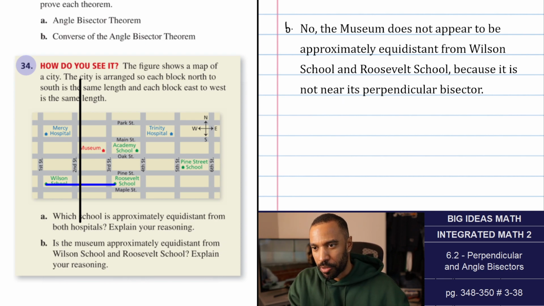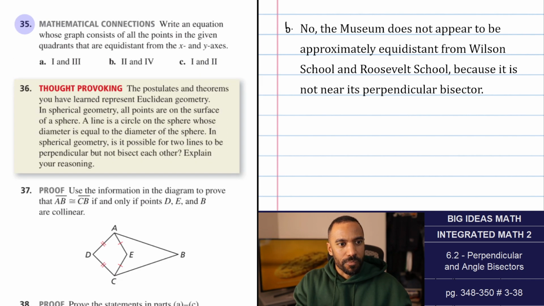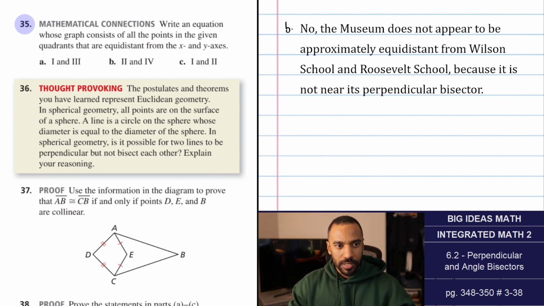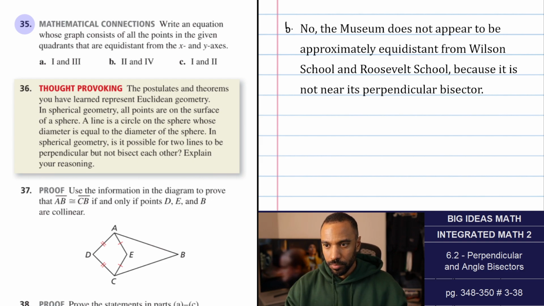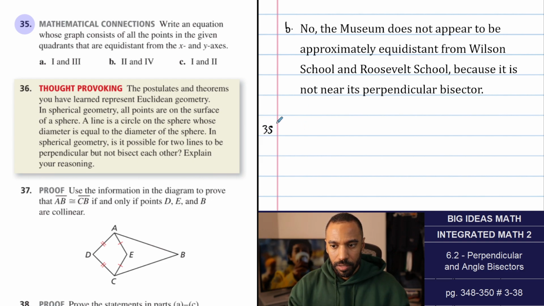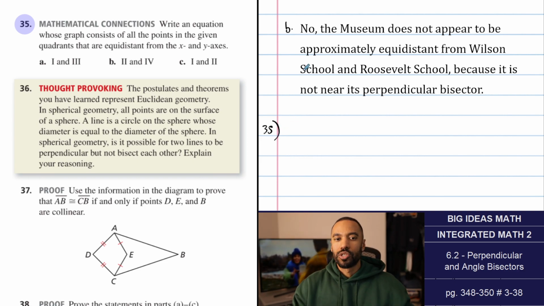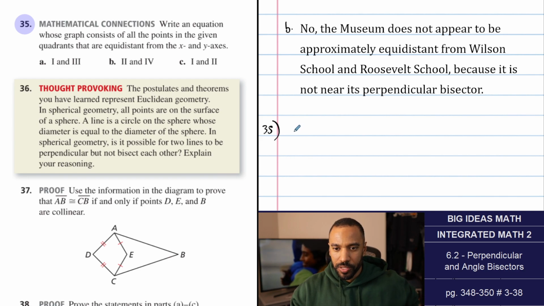All right, that's number 34. 4 questions left. Number 35. Write an equation whose graph consists of all the points in the given quadrants that are equidistant from the x and y axes. Oh, so these are 3 different parts. I thought that was multiple choice.